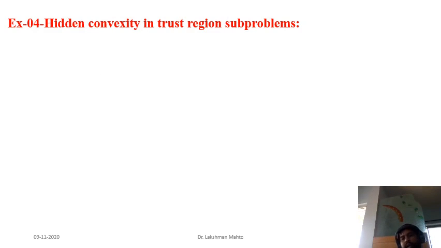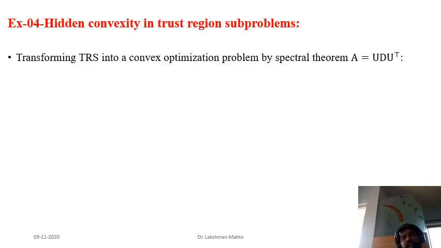So what do we do now? One idea: A is a symmetric matrix. Then there is a very famous theorem from linear algebra that we call the spectral theorem. From the spectral theorem, you can decompose the symmetric matrix into three matrices: U times D times U transpose. Here, U is an orthogonal matrix.